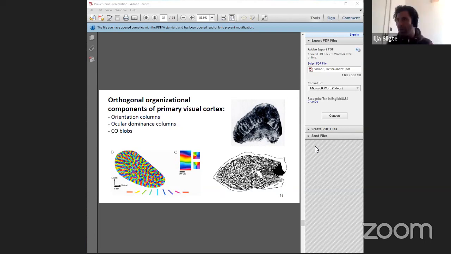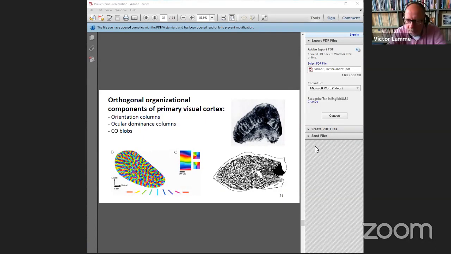I think I get a question here. Are cones and rods processed in different parts of the LGN? And that's question one. No, they're not. Both cones and rods project. Well, of course, cones and rods don't project directly to the LGN. In the end, they all have to first feed into retinal ganglion cells.